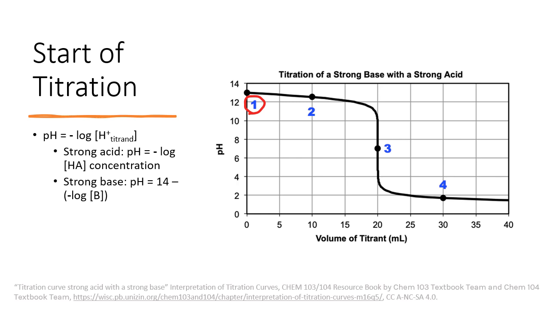All right, so at the start of the titration, for a strong acid, the concentration of the acid is equal to the concentration of H+. If you take the negative log of the concentration of H+, or if you have a strong base, 14 minus the log of the base, you'll find the pH of that point. It's nice and straightforward because you have 100% dissociation.